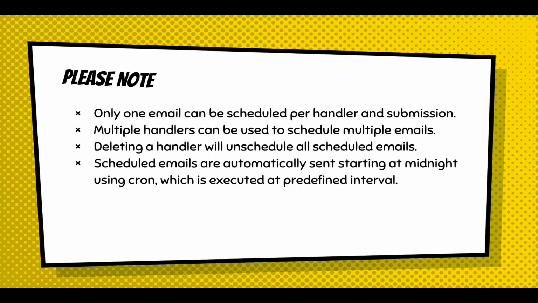Deleting a handler will unschedule all scheduled emails. I think that's an expected behavior. And just a note that scheduled emails are automatically sent out at midnight. That's when the trigger starts. It's date-based, not time-based. Partially because we're using cron, you can't really get specific and say send out a reminder 5 minutes before this timestamp.